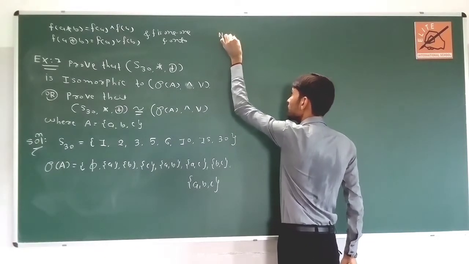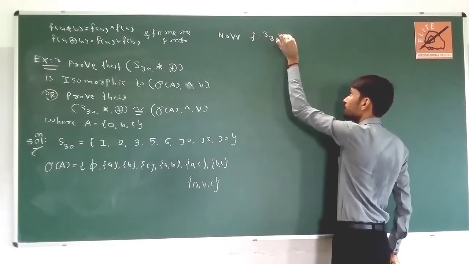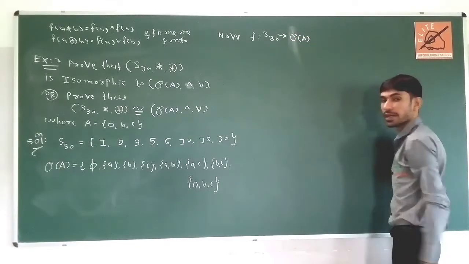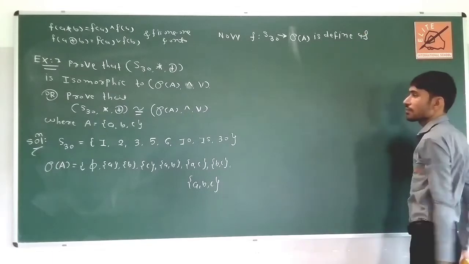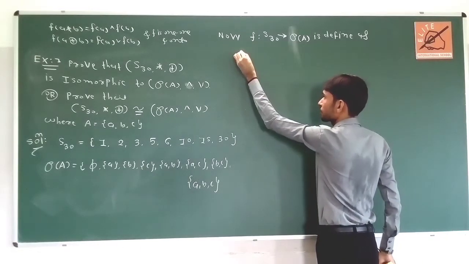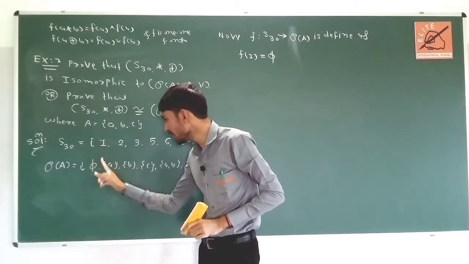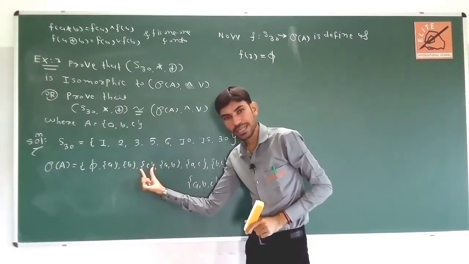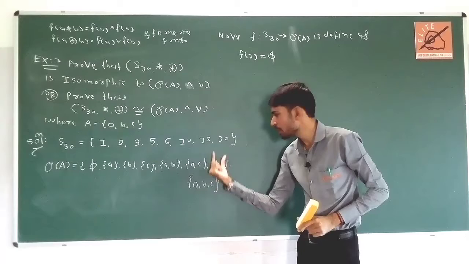Now we define our function from S30 to power set of A as: f of 1 is equal to empty set, meaning the image of element 1 we consider as the empty set. The image of 2 we take as singleton A, image of 3 is singleton B, image of 5 is set C, image of 6 is set AB, image of 10 is set AC, image of 15 is BC, and image of 30 is ABC.